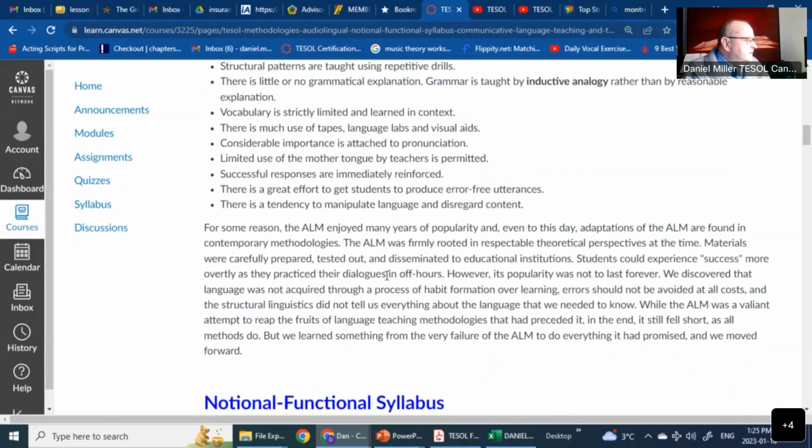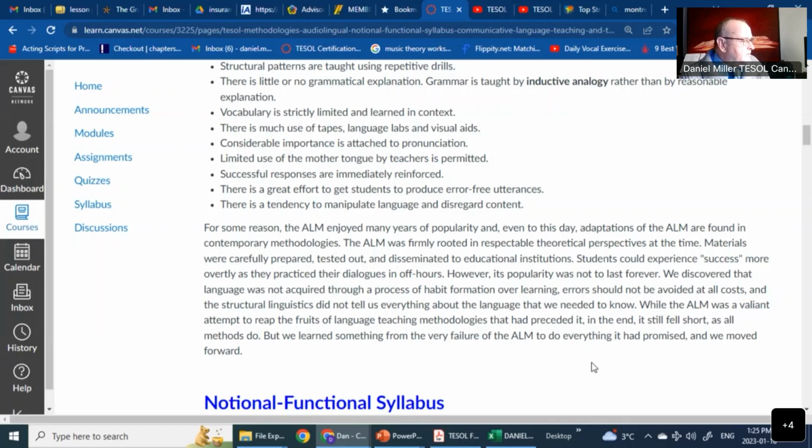For some reason, the ALM enjoyed many years of popularity, and even to this day, adaptations of the ALM are found in contemporary methodologies. The ALM was firmly rooted in respectable theoretical perspectives at the time. Materials were carefully prepared, tested out, and disseminated to educational institutions. Students could experience success more overtly as they practiced their dialogues in the off hours. However, its popularity was not to last forever. We discovered that language was not acquired through a process of habit formation and overlearning. Errors should not be avoided at all costs, and structural linguistics did not tell us everything about the language that we needed to know.